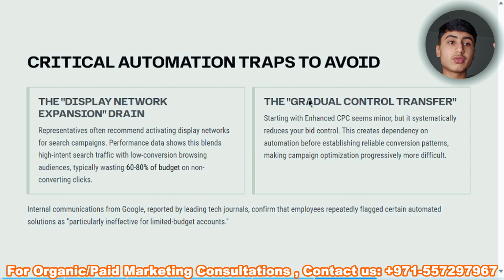And the second automation trap that you should avoid is the gradual control transfer. Starting with enhanced CPC seems minor, but it systematically reduces your bid control. And basically, if you don't know what CPC is, it's just cost per click, how much money you are spending whenever someone clicks on the link, whether that may be on your landing page, your engagement post, or whatever it may be. And this creates dependency on automation before establishing reliable conversion patterns, making campaign optimization progressively more difficult. And internal communications from Google, reported by leading tech journals, confirm that employees repeatedly flagged certain automation solutions as particularly ineffective for limited budget accounts.